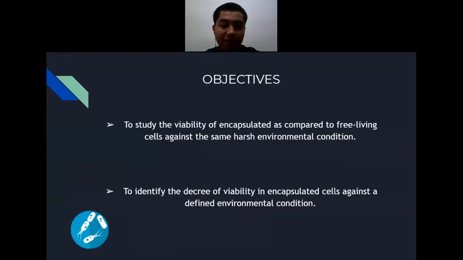The objectives of my research are, first, to study the viability of encapsulated cells as compared to free-living cells against the same harsh environmental condition. Next is to identify the degree of viability in encapsulated cells against the defined environmental condition.